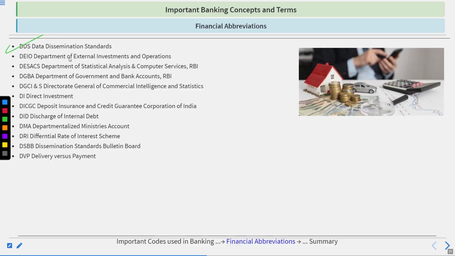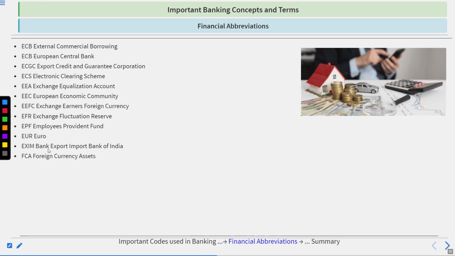DDDS, Data Dissemination Standard; DEIO, Department of External Investment and Operation; DESACS, Department of Statistical Analysis and Computer Services; DGBA, Department of Government and Bank Accounts; DGCIS, Directorate General of Commercial Intelligence and Statistics; DI, Direct Investment; DICGC, Deposit Insurance and Credit Guarantee Corporation of India; DID, Discharge of Internal Debt; DMA, Ministry Account; DRI, Differential Rate of Interest Scheme; DSBB, Dissemination Standards Bulletin Board; DVP, Delivery versus Payment.